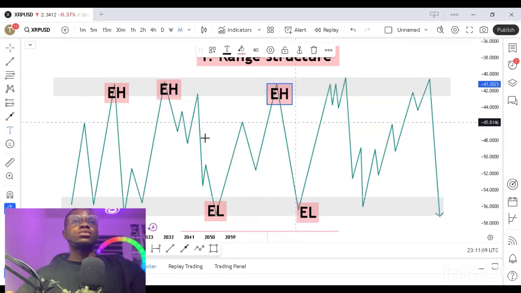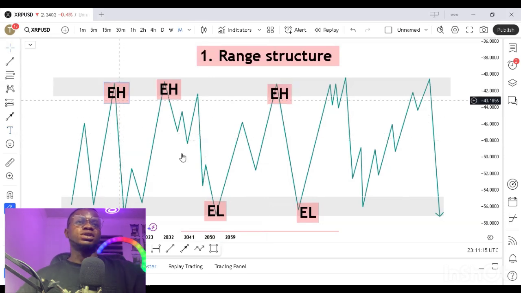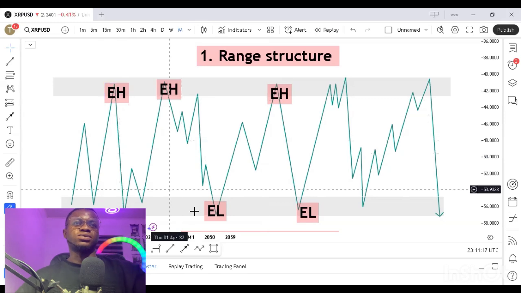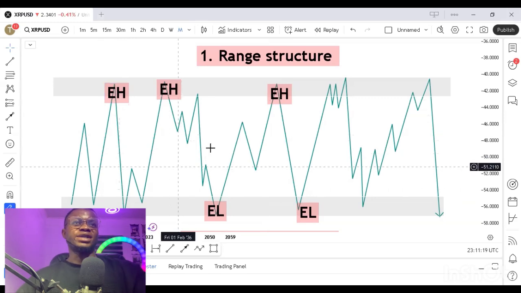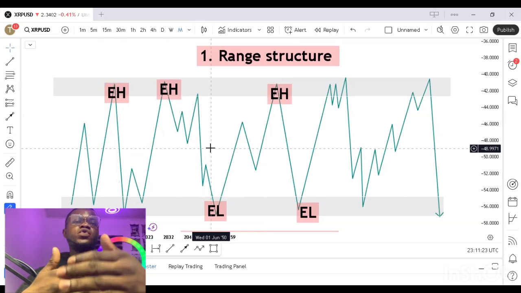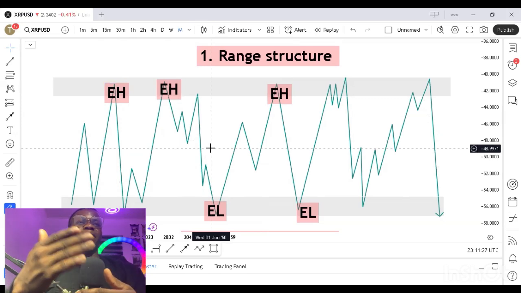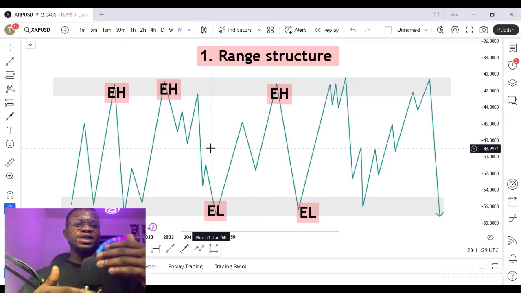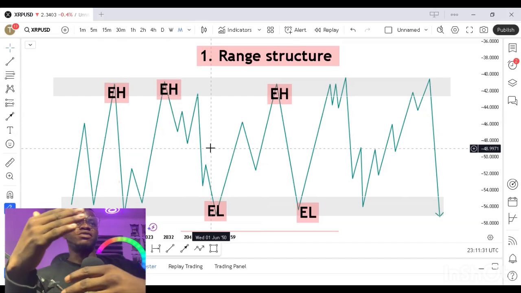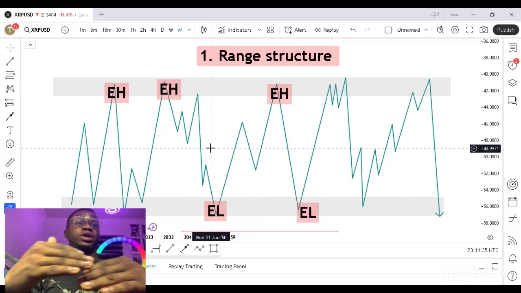So you can see what I'm labeling out for you now. The market deals with what? Equal highs and equal lows. Why does this come to play in the market? Well, this comes to play in the market because the buyers and the sellers are in a range. So they're in a fist fight. The buyers are buying, the sellers are selling, the buyers are buying, the sellers are selling. So nobody is buying above the other. The price is in a balance. All right, that's the range structure.